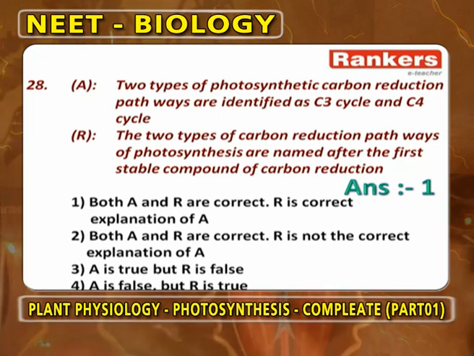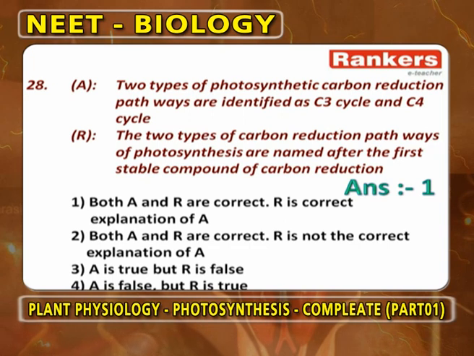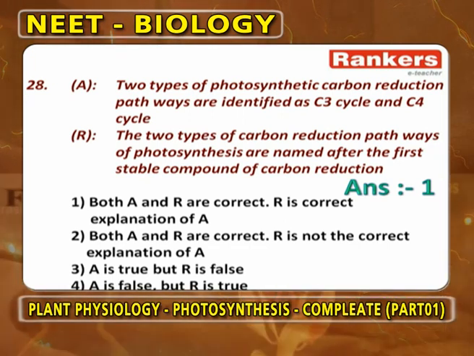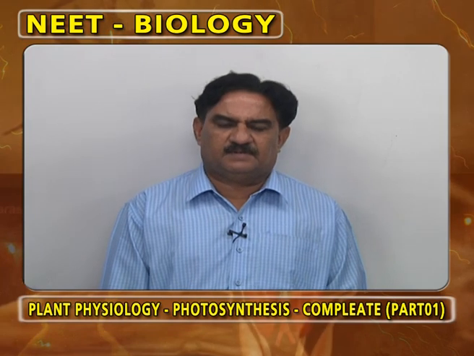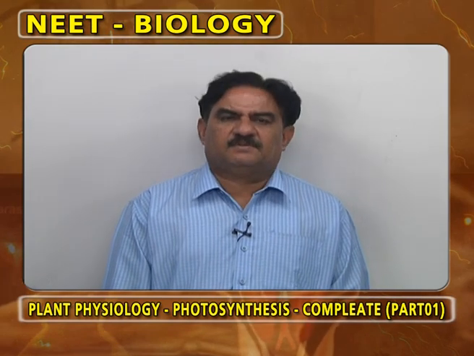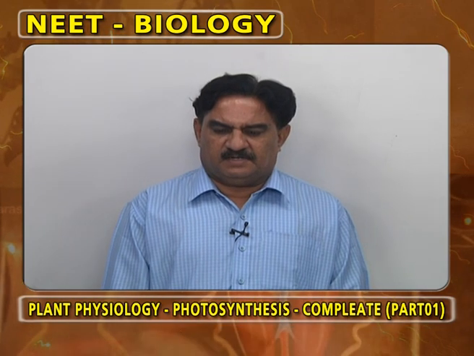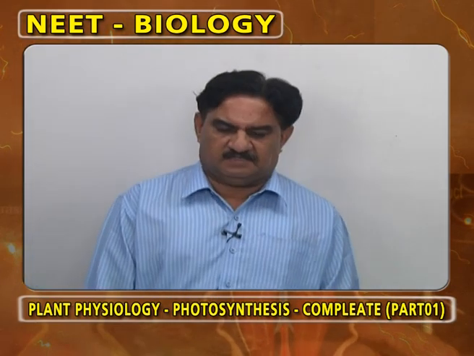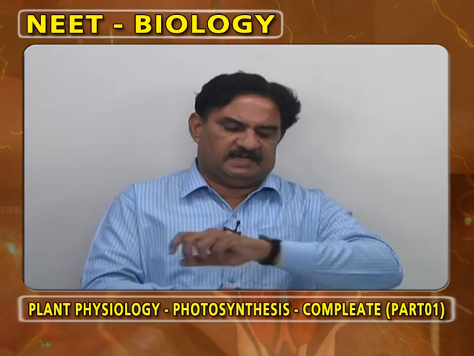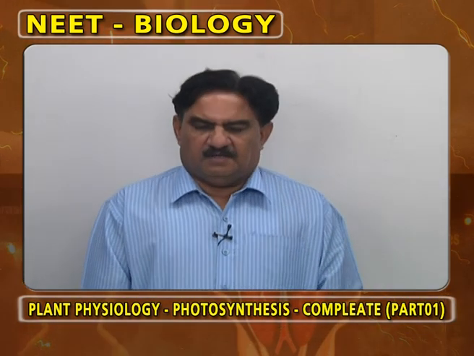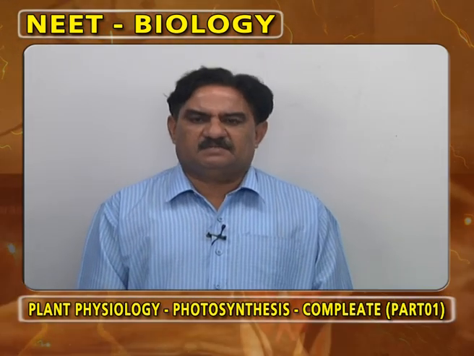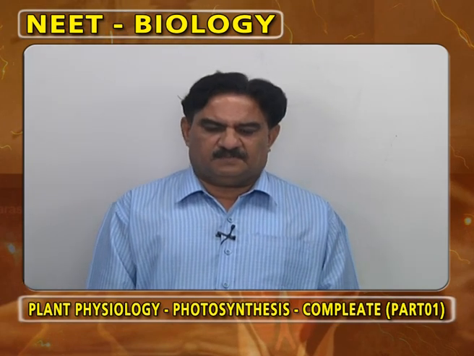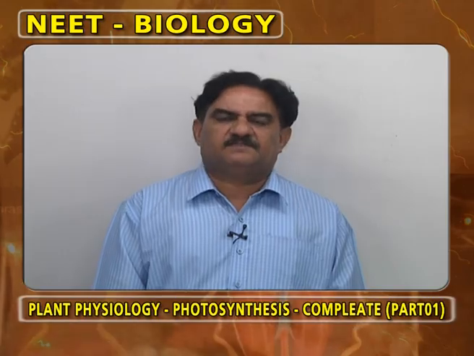Two types of photosynthetic carbon reduction pathways are identified as the C3 cycle and C4 cycle. The C3 cycle is one photosynthetic carbon reduction, and the C4 cycle is another. The two types of carbon reduction pathways of photosynthesis are named after the first stable compound formed in carbon reduction. When 3-phosphoglyceric acid is formed, it is called the C3 cycle. Whenever oxaloacetic acid is formed, it is called the C4 cycle. So the assertion is correct.